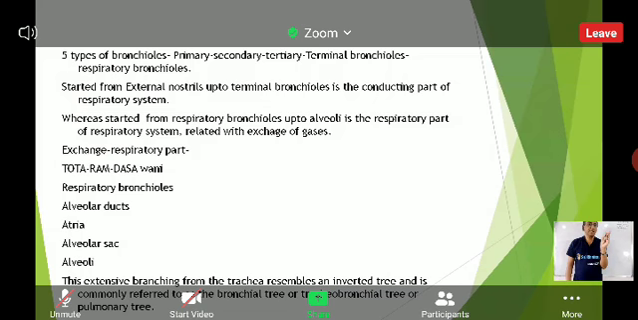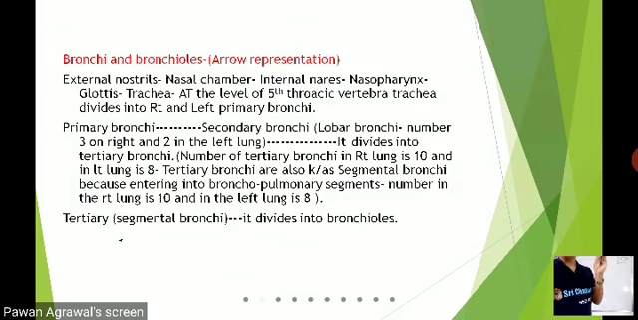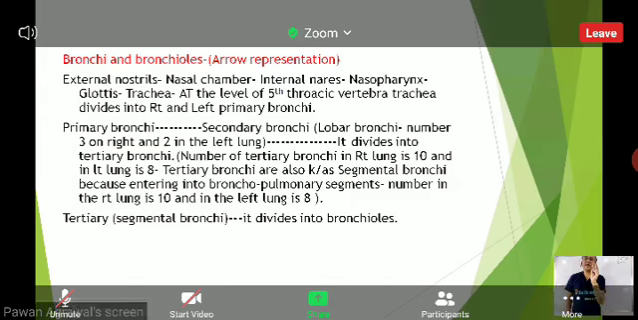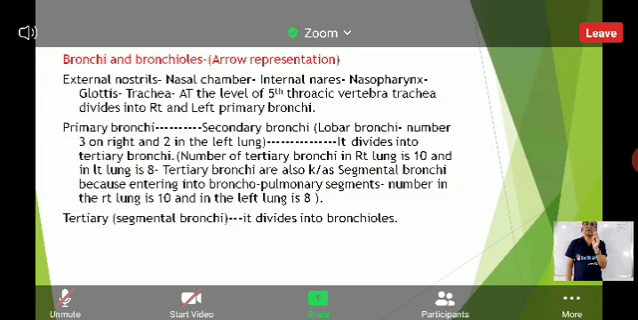So see here what you have to remember: the trachea, at the level of the fifth thoracic vertebra, divides into two. They are the right and left primary bronchi. So we have already discussed that primary bronchi are there. Now see carefully, very carefully.